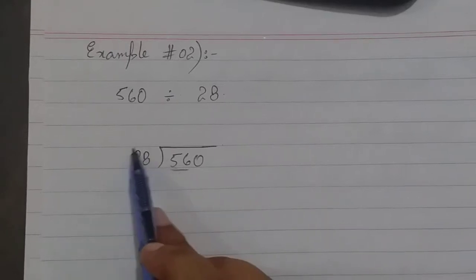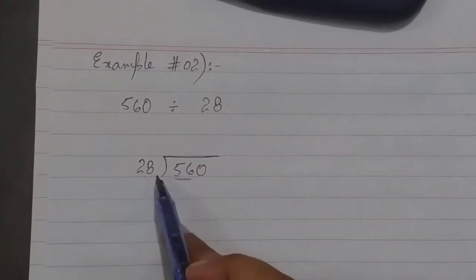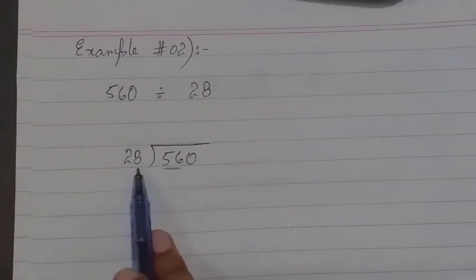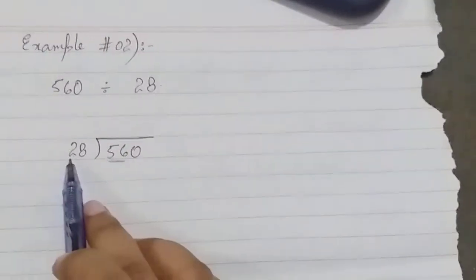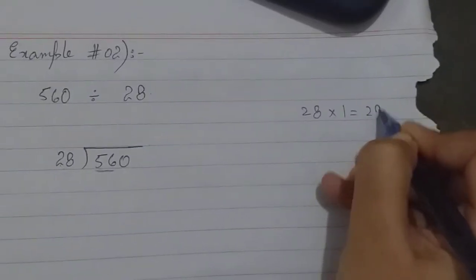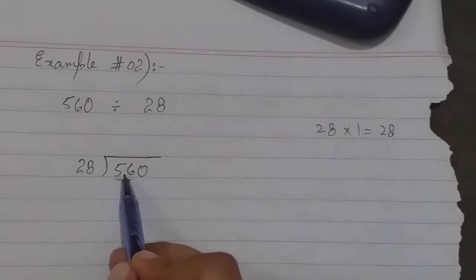So student, if you have a bigger divisor like 21, 28, 48, 56, we know that we don't remember the table of these bigger numbers. In this case, if you have a bigger divisor, you will find the table like I have shown you in the previous example. For example, in the table of 28 we know that 28 multiplied by 1 is equal to 28, but we don't want 28, we want the product 56 or less than 56.